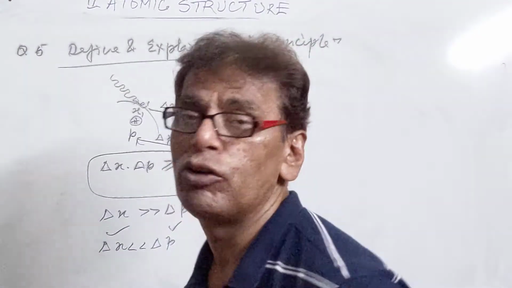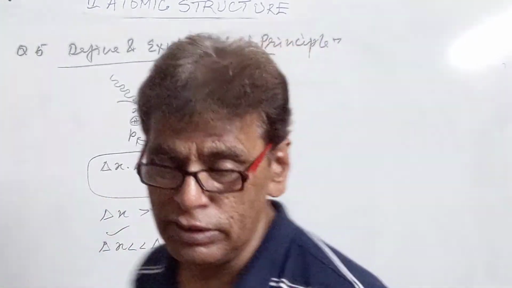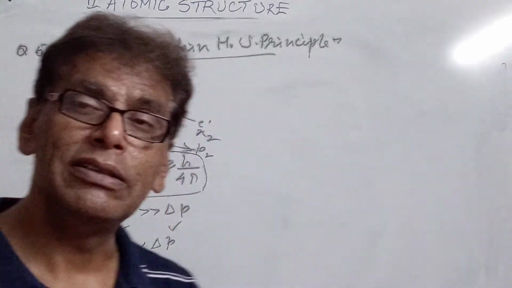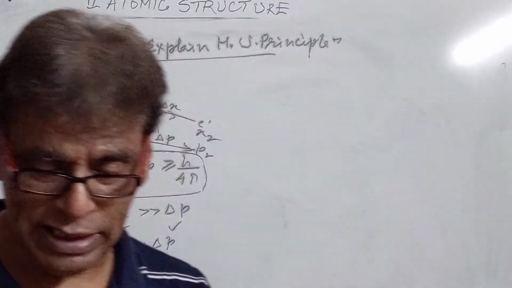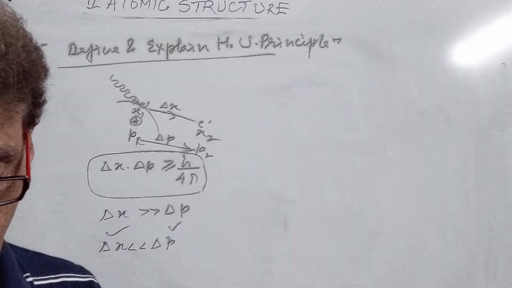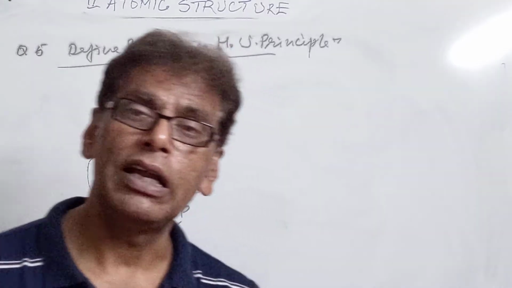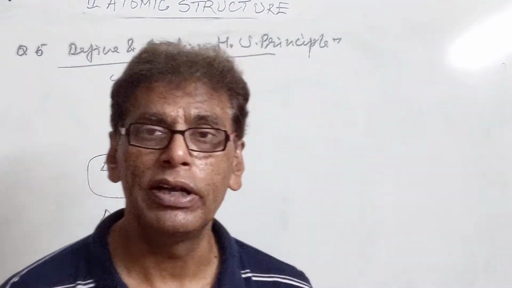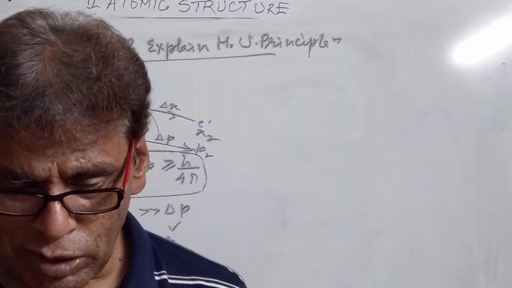Then came the concept of quantum numbers. So these are the two principles which were set back to the Bohr model. Due to this, the Bohr model was rejected, and the new theory that came into existence is the theory of quantum numbers. According to this theory, four numbers are required to express the position, energy, orientation and spin of an electron in an atom. These numbers were named the quantum numbers.